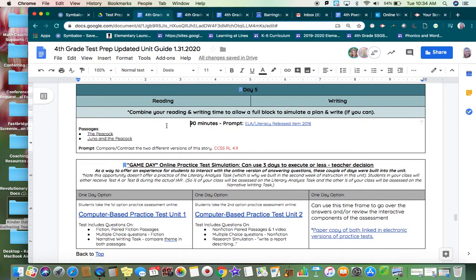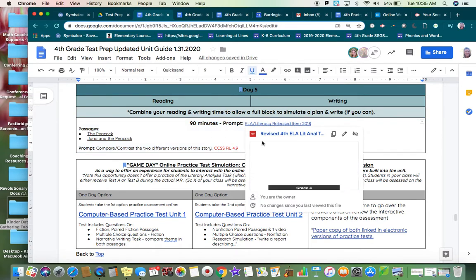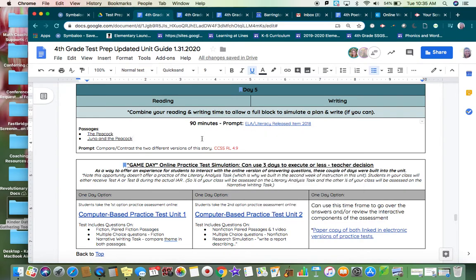Here again on day 5, you'll notice if you wanted to offer a cold read 90-minute prompt, you could do that with your reading and writing blocks together. Otherwise, just chop it in half and decide what you want to do. But it's all directly from IAR, and this prompt directly aligns with the practice that you had been doing up through this week.